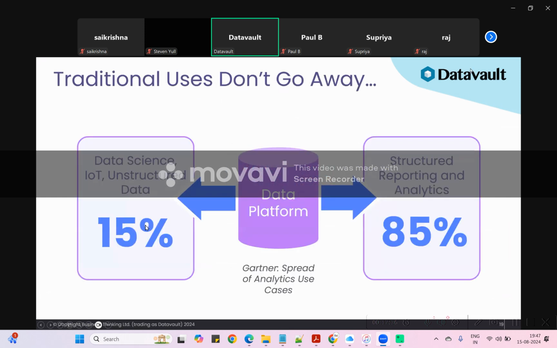Now, this traditional stuff doesn't go away. Gen AI is dominating the discussion at the moment, but you're going to be doing the same old structured reporting and analytics, and supporting your data science, Internet of Things, and unstructured data use cases. So your data platform behind the scenes has to be multi-purpose, has to support all kinds of use cases, which means it's going to be large, it's got to be well organized, it's got to be full of good quality data, and demonstrably good quality data for consumption.